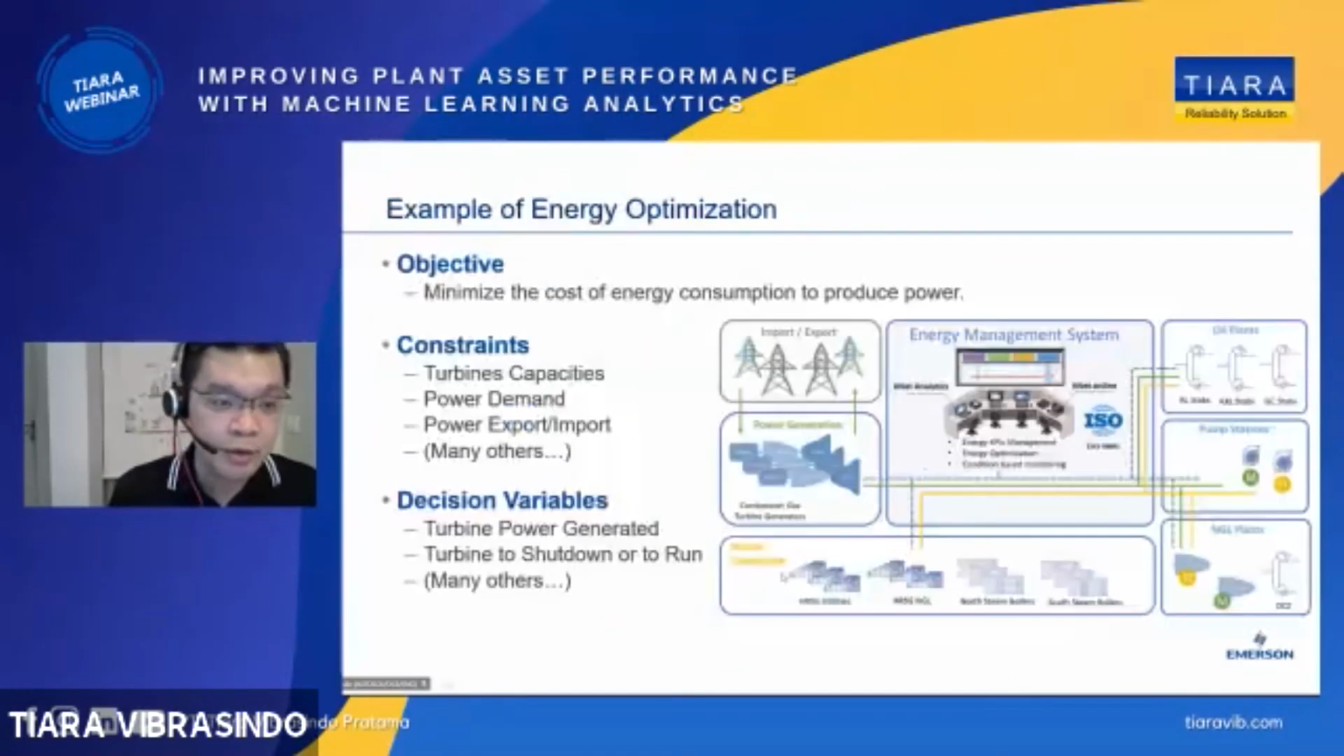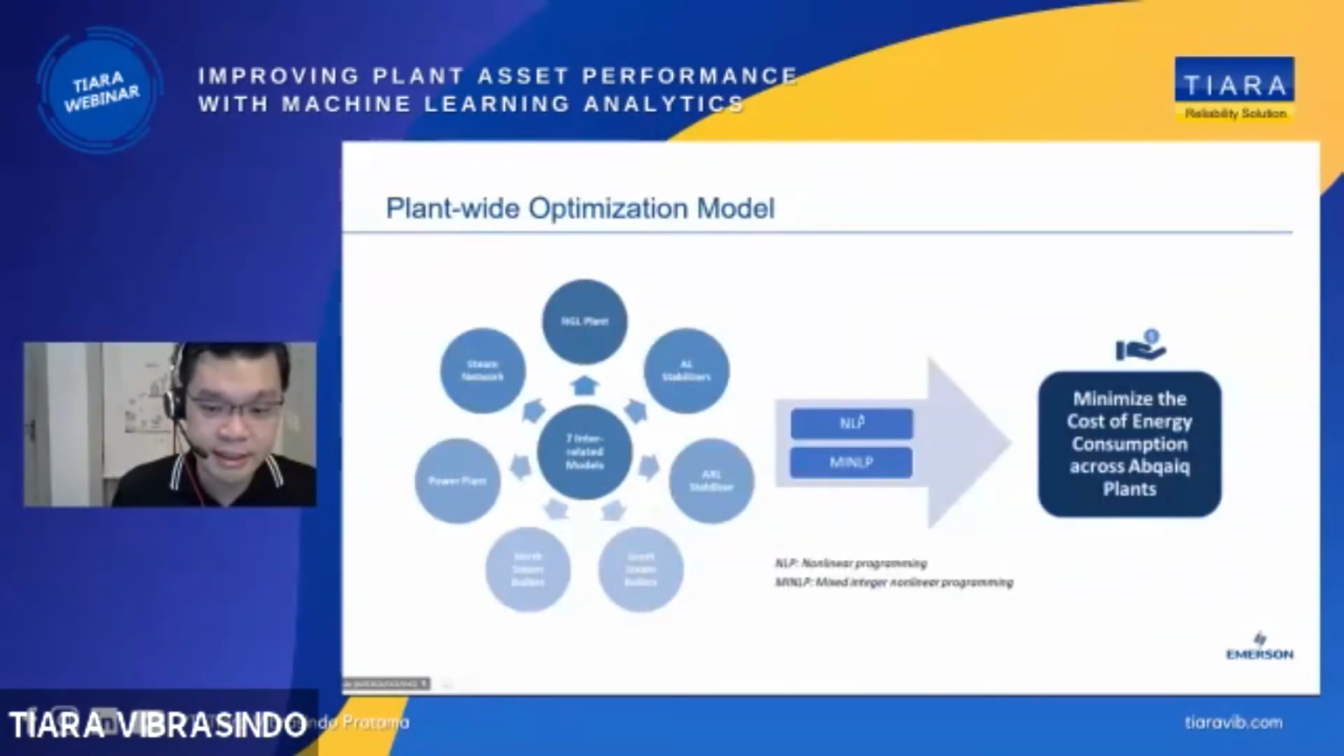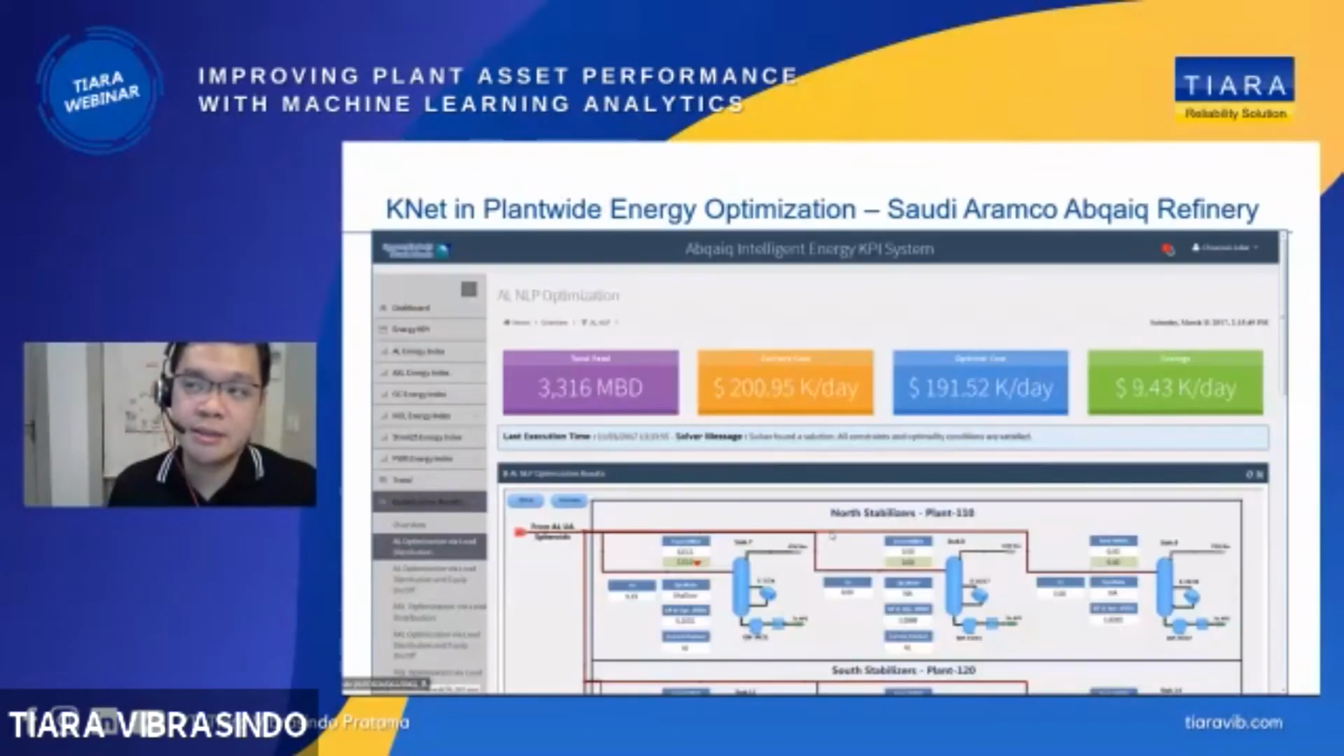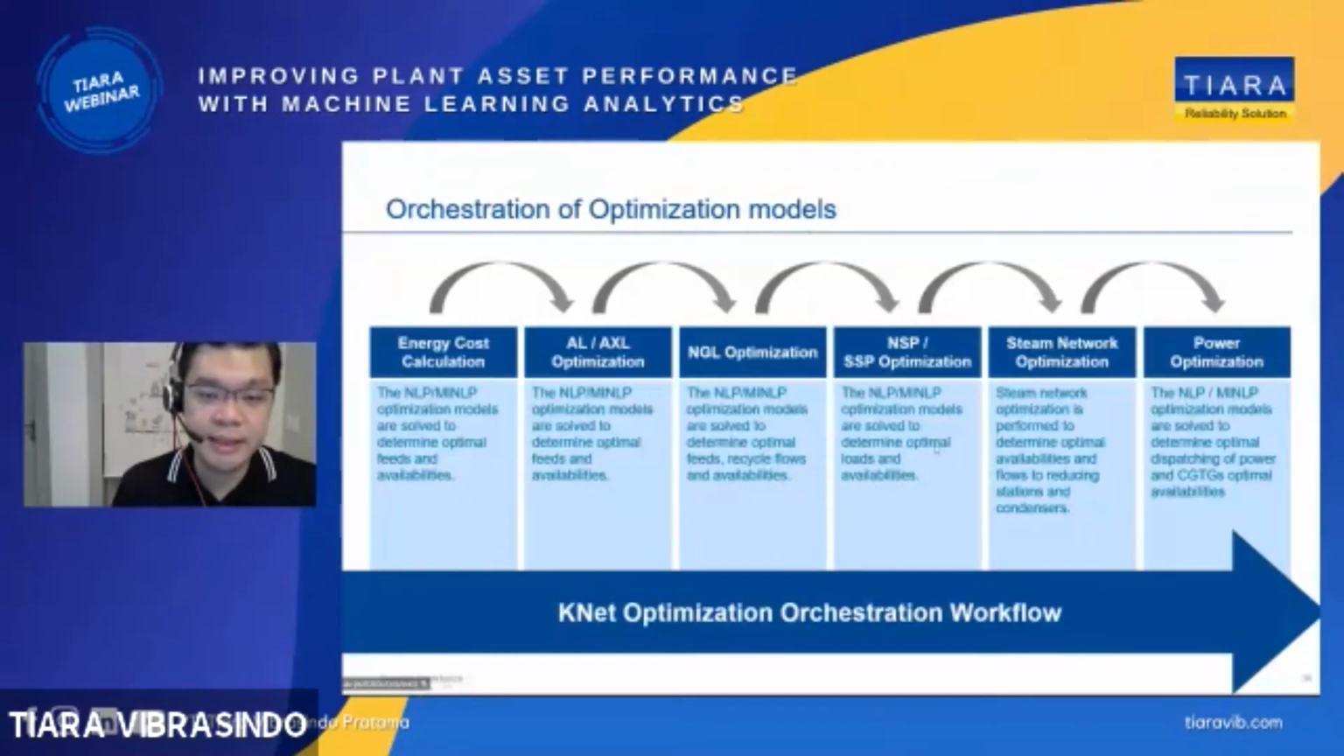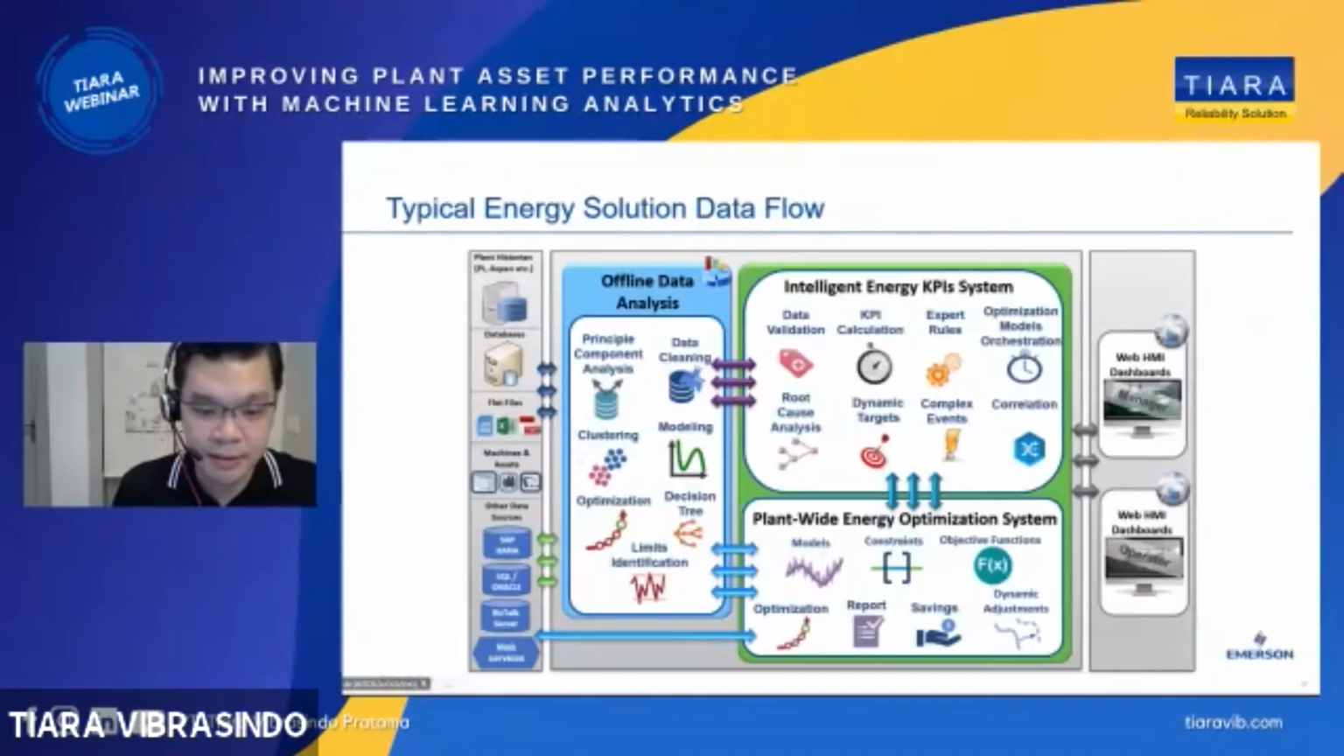Okay, so I'm not going to talk about the solver. This is using non-linear programming or mixed integer linear programming to actually solve what is the lowest energy cost that can produce all the demand that I need. Okay, what is the lowest? So if somebody is interested, we can have another session to talk about this.